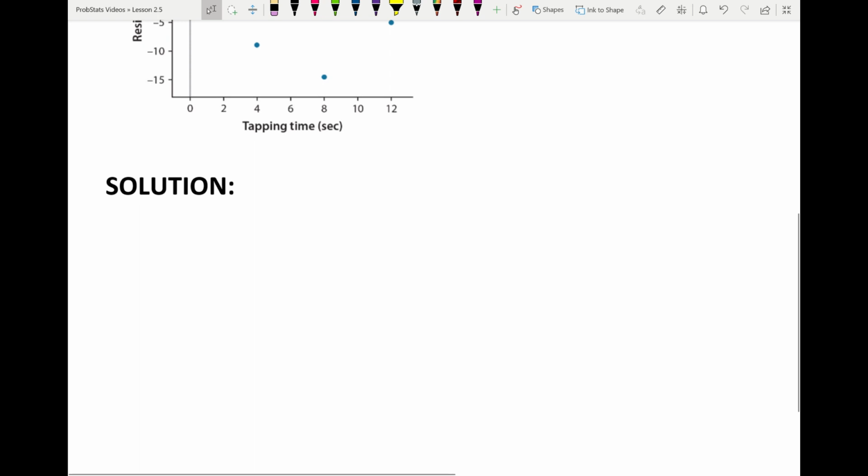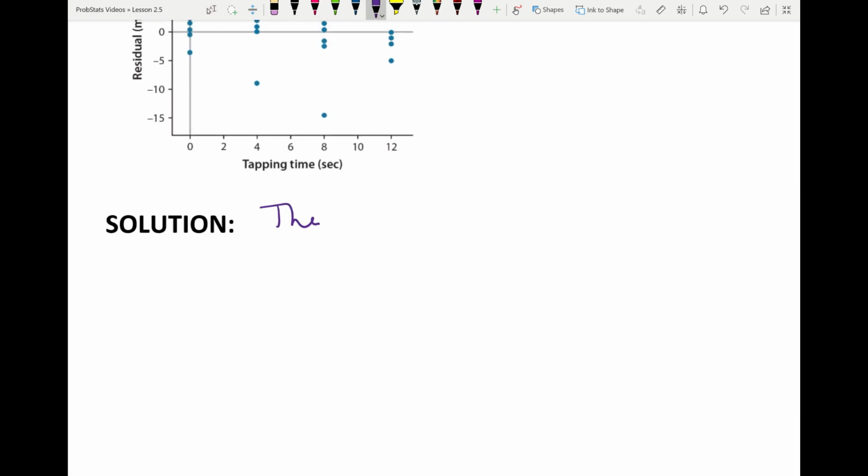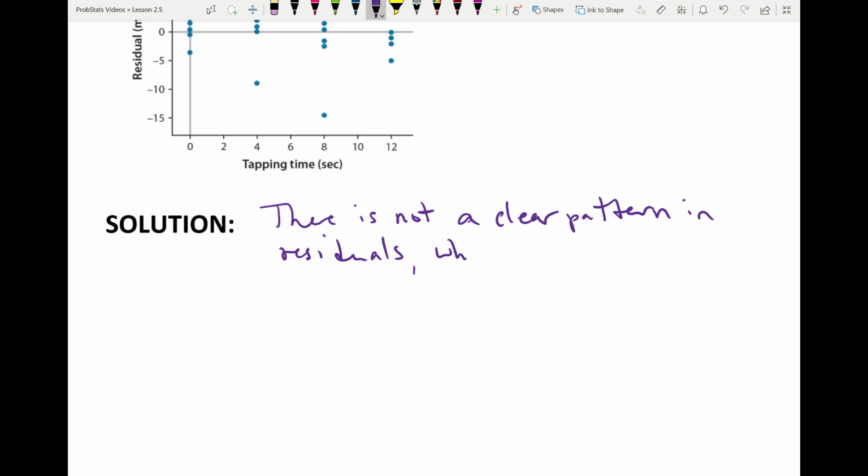Okay, so in this case, there is not a clear pattern in the residuals, which indicates that the linear regression model is appropriate.